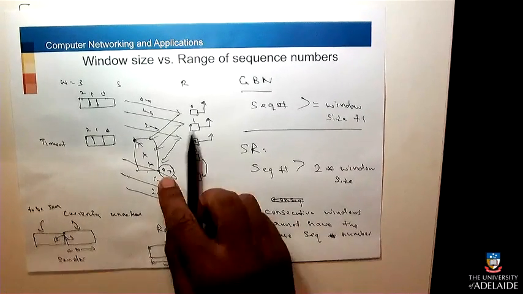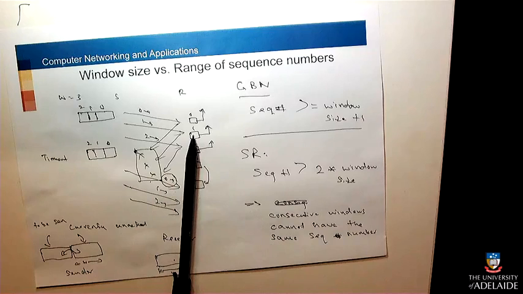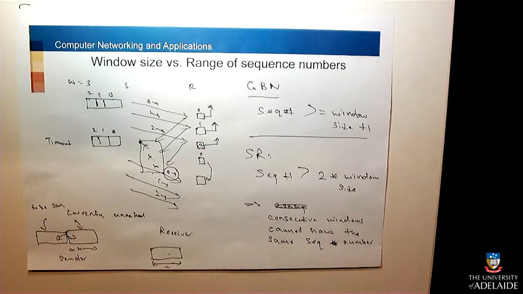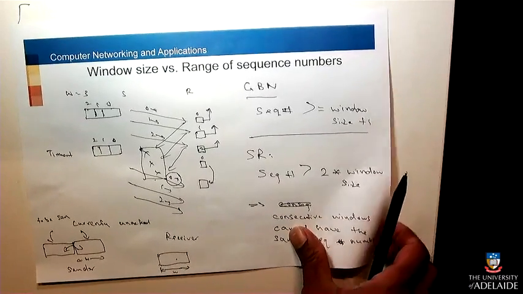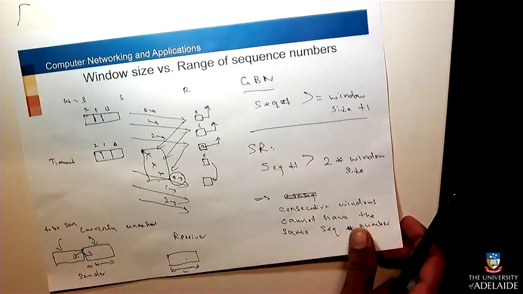So the answer to the question of window size versus range of sequence numbers really depends on the type of reliable transfer protocol that you're using, the type of pipelining method that you're using, and needs a little bit of thinking. So there is a lower bound on the number of sequence numbers, and hopefully that part is very clear. Do you have any questions on this so far? So you guys are experts now.